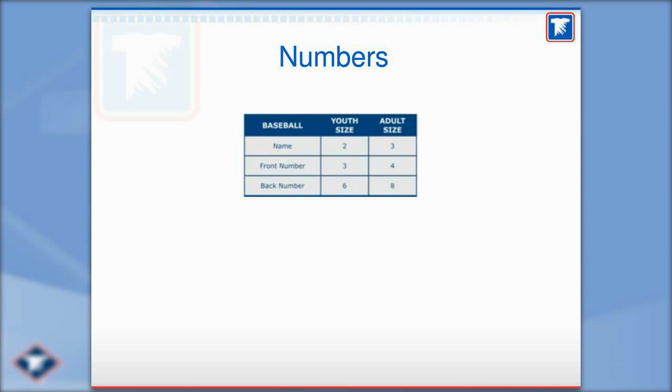For an adult size, you can add an inch or two to all those numbers. So for an adult name, it's 3 inches. For an adult front is 4, and for an adult back is 8. Now, if you're familiar with our products, then you might be saying, hey, Andy, wait a minute, you guys don't sell packs of 3-inch numbers. And you know, you're right, we don't sell them in packs.